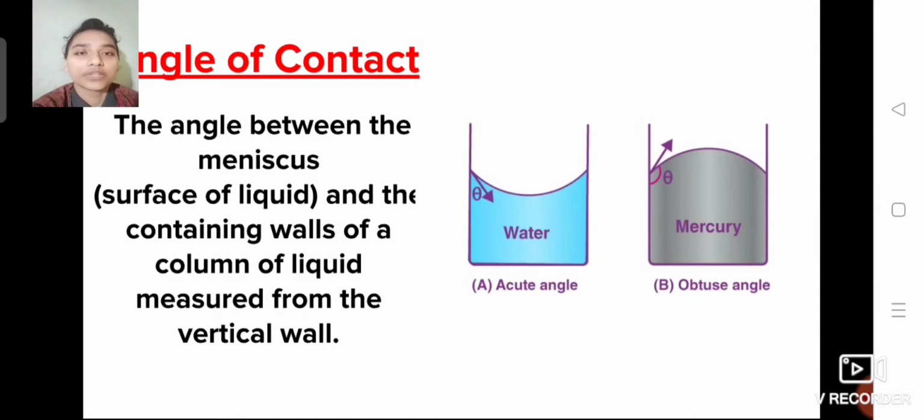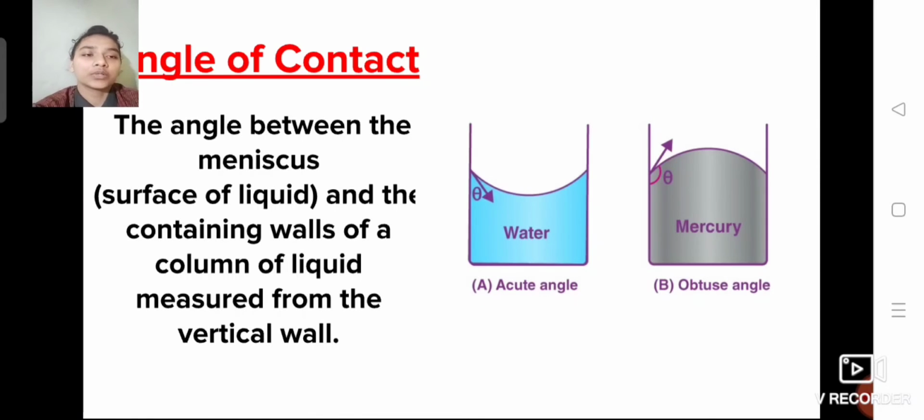Now here comes a very important topic, which is angle of contact. In simple words, angle of contact is defined as the angle between the wall of the container and the surface of the liquid. So the angle of contact is the angle between the meniscus, that is the surface of the liquid, and the wall of the column of liquid, measured from the vertical wall.